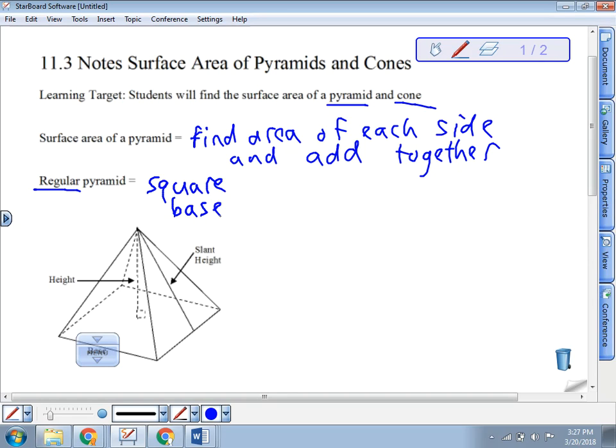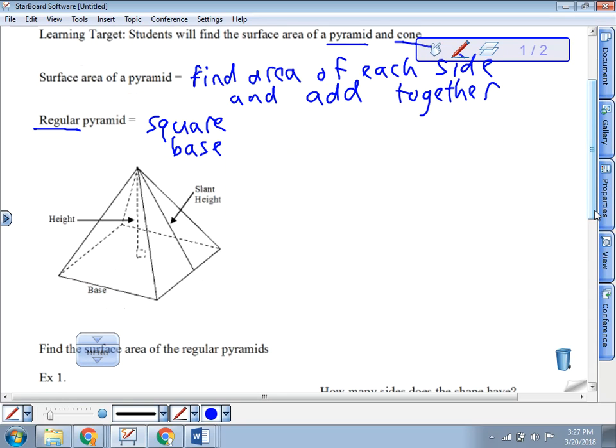So here's an example of a pyramid. We've got our base, you can see it, which is down here. It's a square. To find the area of the base is going to be pretty easy. That's just going to be base times height. But the key is the slant height.